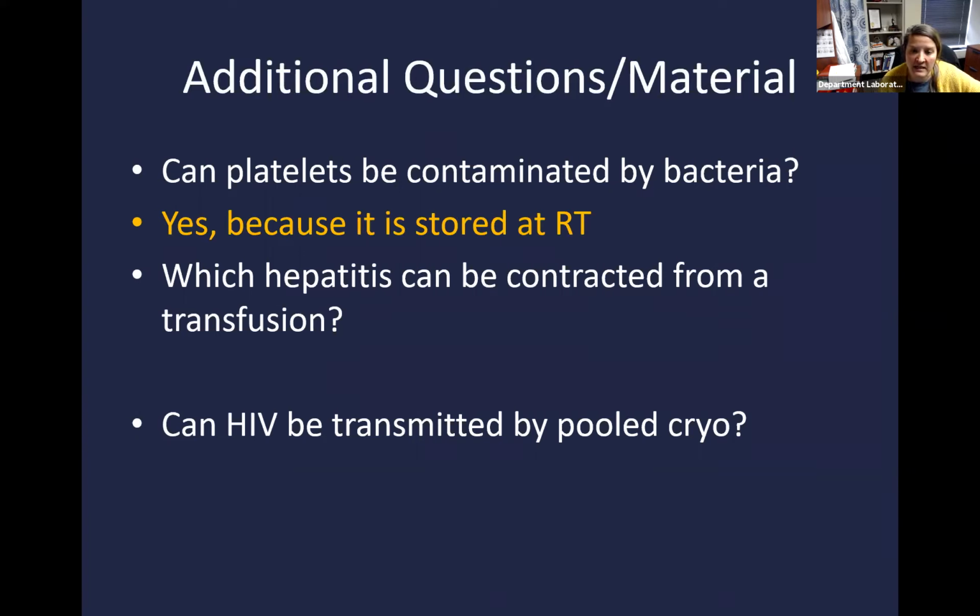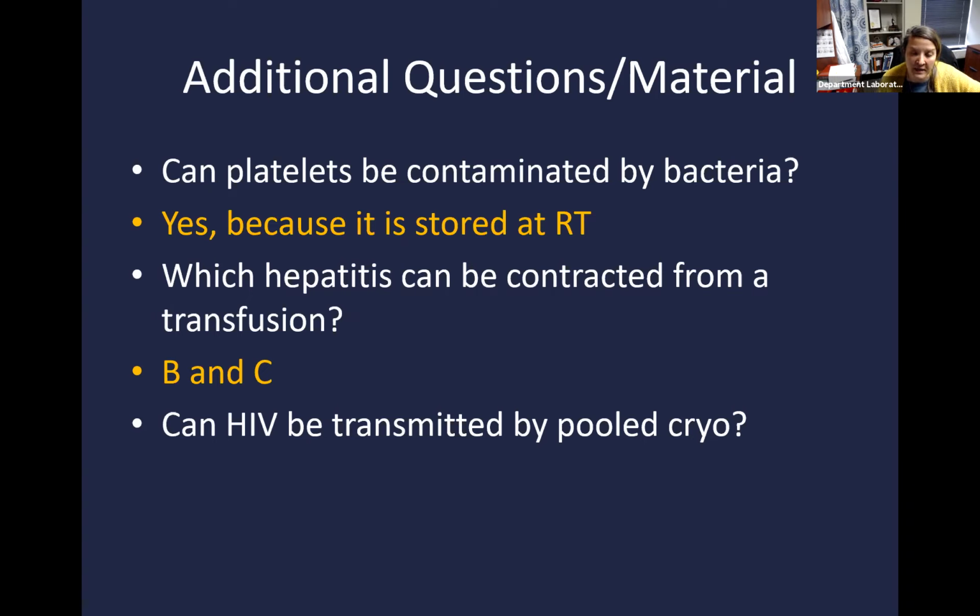And then which hepatitis can be contracted from a transfusion? Remember, hepatitis B and C are the ones we worry about with being transmissible through a transfusion. Hepatitis A and E are from the fecal oral route, all right? And then remember, hepatitis D usually occurs as a co-infection with hepatitis B. So by testing for hepatitis B, we also include hepatitis D there. And remember, hepatitis B is the one that is more commonly transmitted.